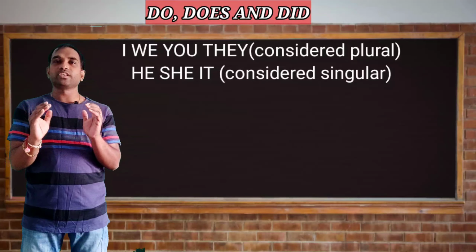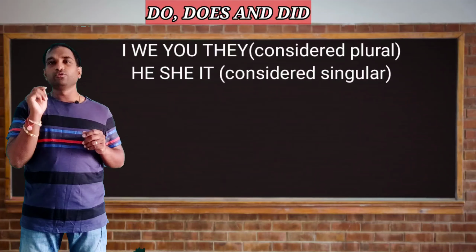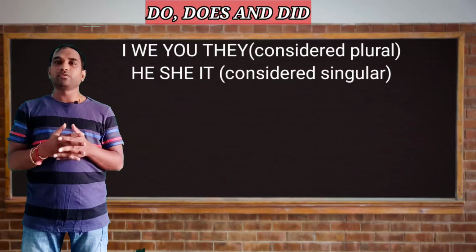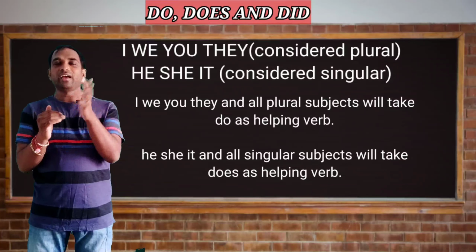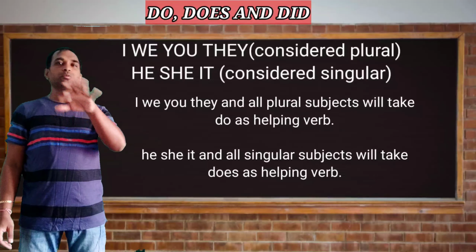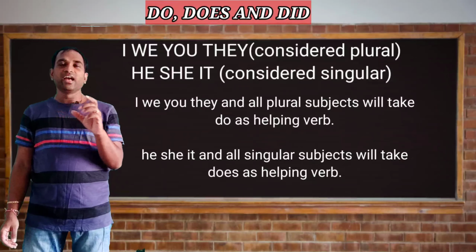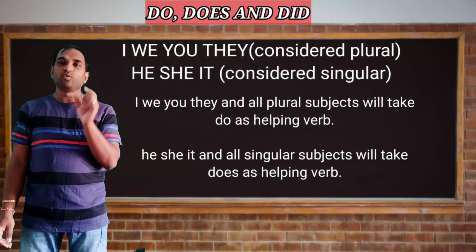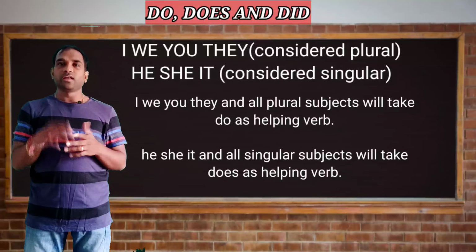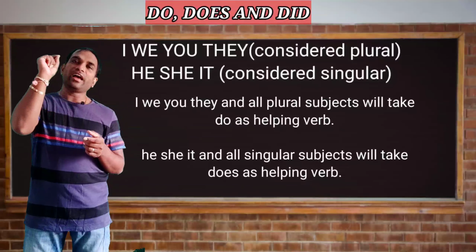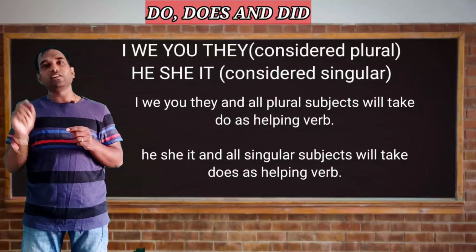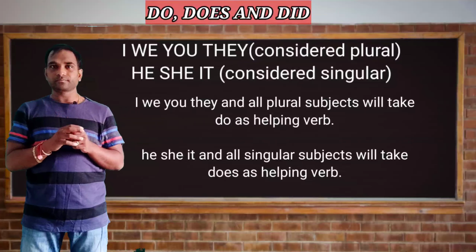I, we, you, they, and all other plural subjects. All these plural subjects, including I, we, you, they, will take do as helping verb. Do as their helping verb. And he, she, it, and all singular subjects will take does as helping verb. Simple rule. I, we, you, they, and all plurals take do. He, she, it, and all singulars take does.